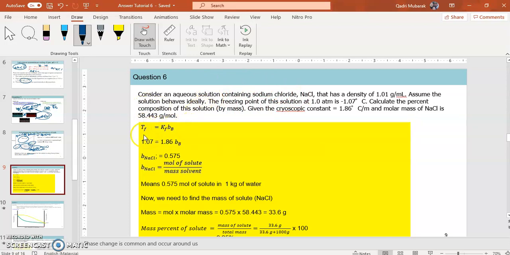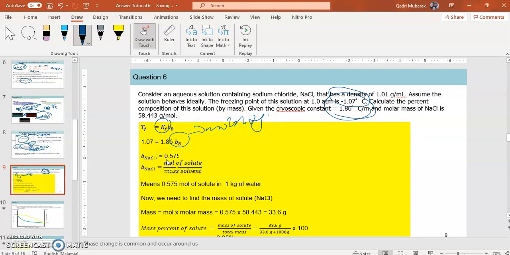So we have the formula: ΔTf, the change in freezing point temperature, equals Kf times b. Kf is a constant, which we call the cryoscopic constant, and b is the molality. So for ΔTf, we have 1.07, and Kf is given. So now we have b for NaCl. b is the molality.